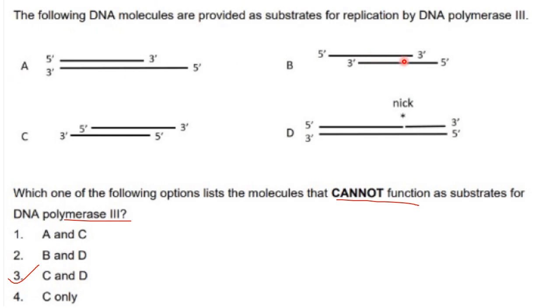Now B also, it has a free 3' OH, and a template is there, a primer is there. So B also will act as a substrate for DNA polymerase 3. But if you see C, it has a 5' end only which is free. So it will not act as a template. Here a nick is produced. A nick is translated by DNA polymerase 1, not DNA polymerase 3. So here also it will not act. So C and D are the ones which cannot act as substrate for DNA polymerase 3. Answer is option 3.